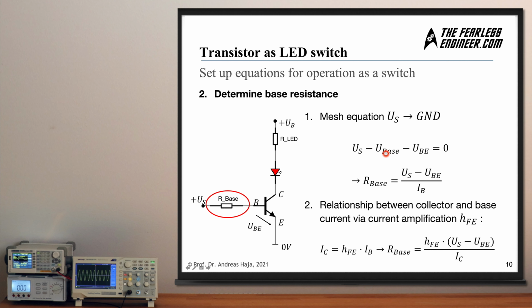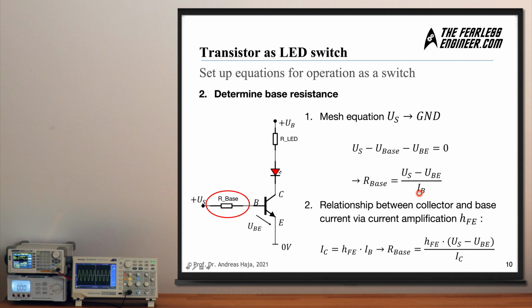We can again use Ohm's law to replace U base with a product of R base and the base current flow, and then solve for the base resistance here. R base equals the signal voltage minus the voltage drop across base and emitter, divided by the base current flow.